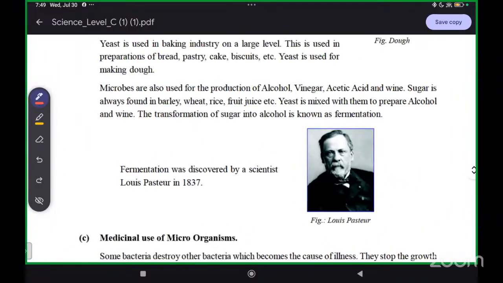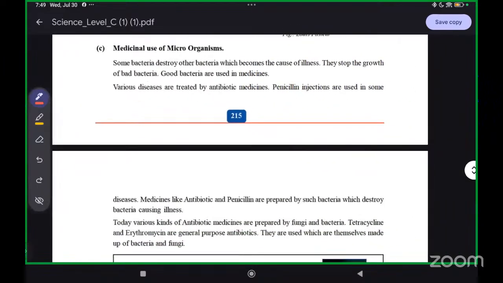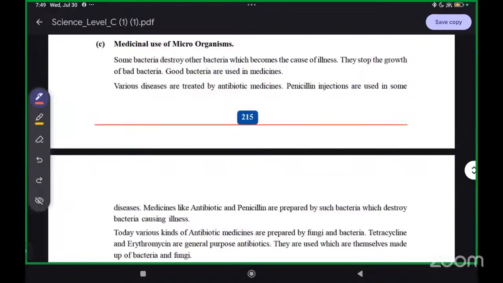Now, who discovered fermentation? This person named Louis Pasteur discovered fermentation. He was a scientist who discovered fermentation in 1837, that by adding yeast to sugar, we can obtain alcohol and all. He discovered this in 1837. Then there is the medicinal use of microorganisms.